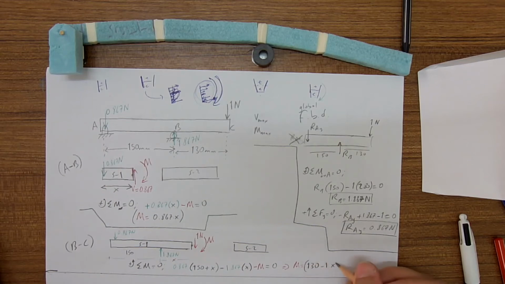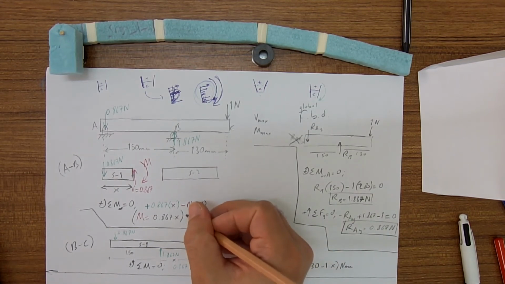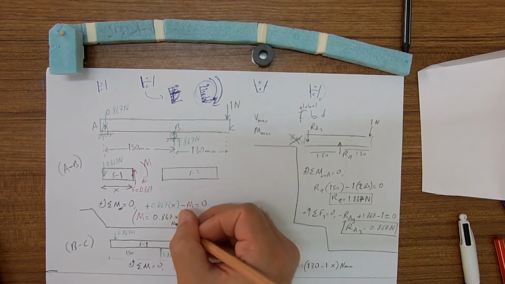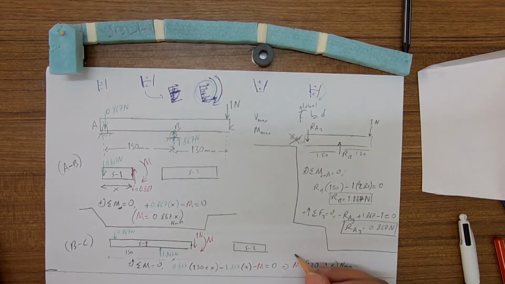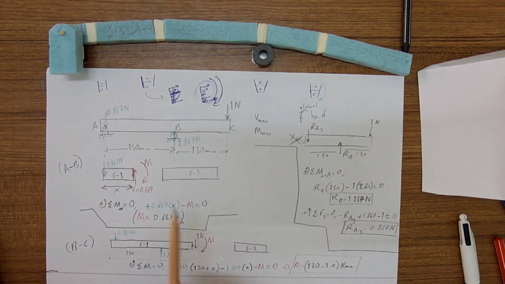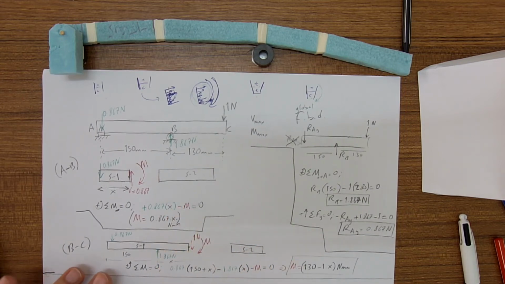The unit here is Newton, because we use Newton and millimeter. Newton millimeter. Here it was the same. Newton millimeters. Okay, this is the moment equation for the region between point B and C. Now we can draw our shear moment diagrams.